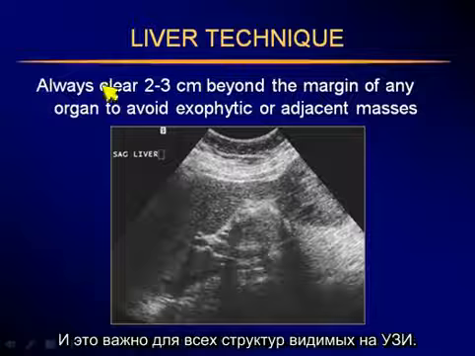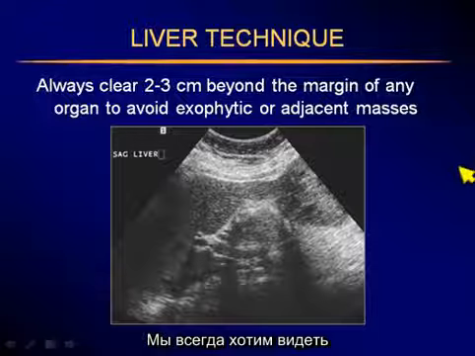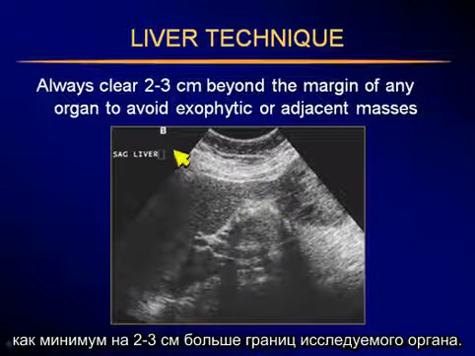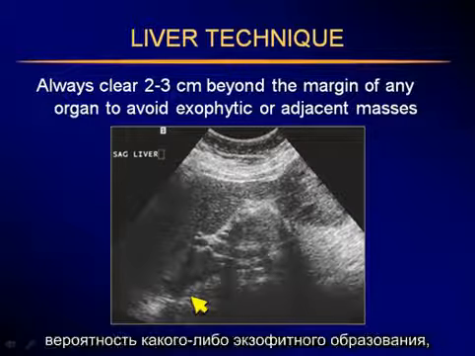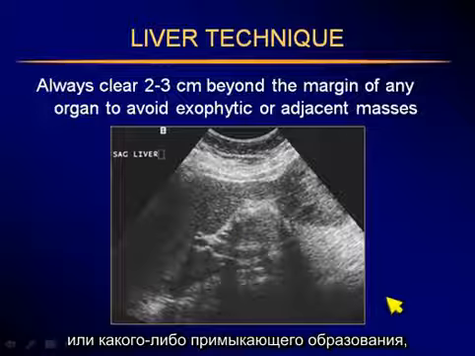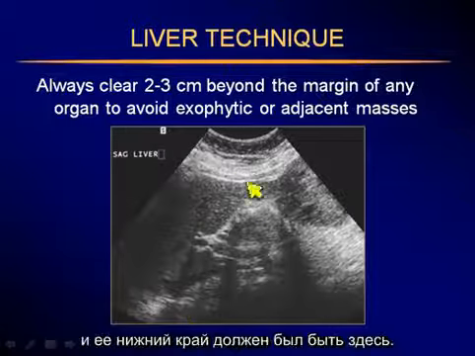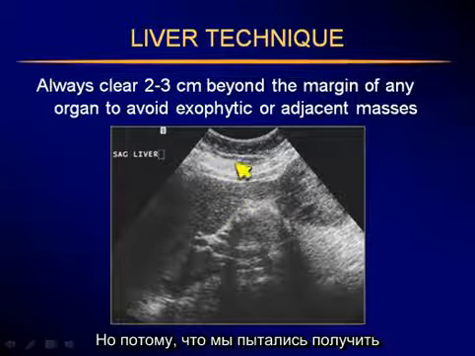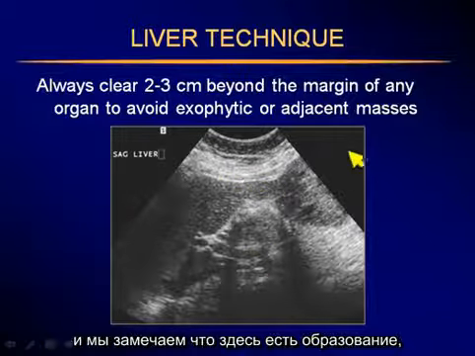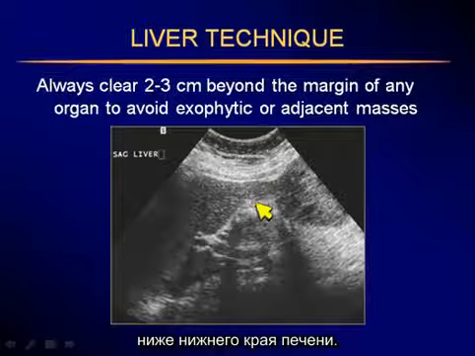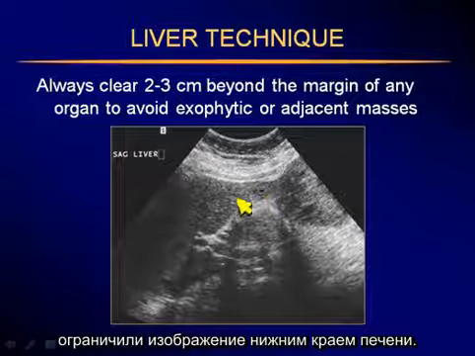One thing that's very important, and this is important for all structures that we image in ultrasound, we always want to be able to see at least 2 to 3 centimeters beyond the margin of any organ so that we can exclude possibility of any exophytic masses or any kind of adjacent masses that can affect the organ. In this case here, this is the liver. The inferior edge of the liver would be here, but because we were trying to clear 2 to 3 centimeters beyond the margin, we noticed that there was a mass hanging off the inferior edge of the liver. We would have never seen it if we would have stopped our picture at the inferior margin of the liver.